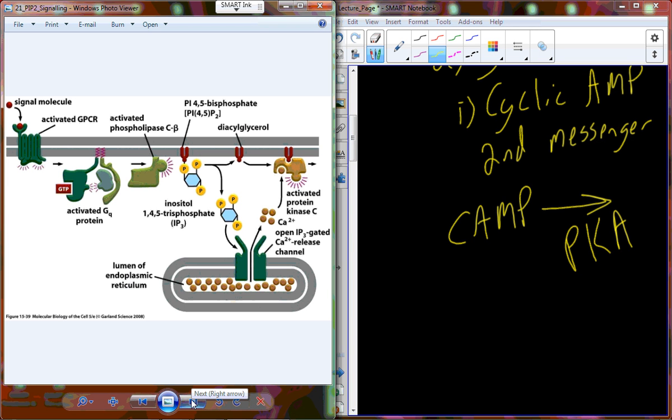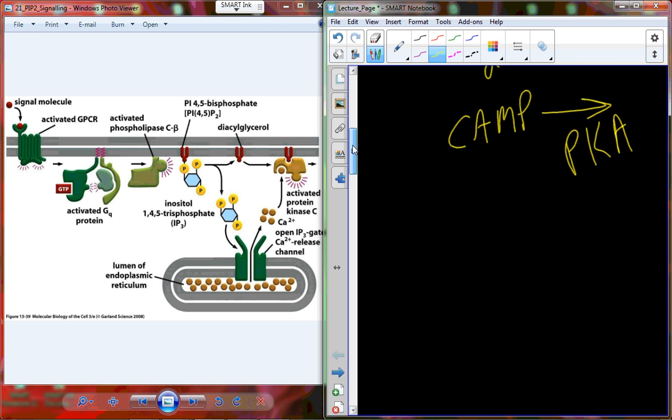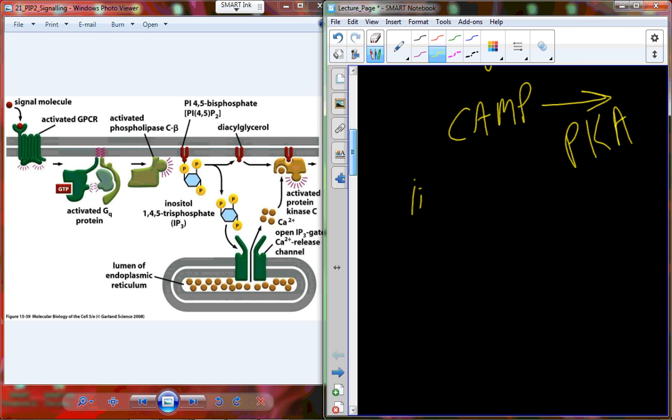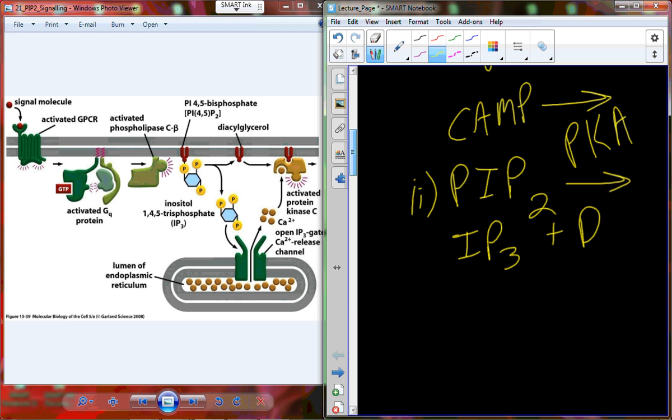The next system here is called a PIP2 signaling system. PIP2 is going to be converted into a molecule called IP3 and a molecule called DAG. So we have the PIP2 pathway. This is actually going to be a calcium signaling pathway. So we're going to see something happen with calcium.